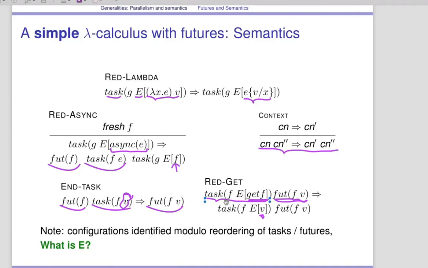But we'll see that we'll write the semantics, the E construct, so that there's a single place where I can do something. So yeah, the configuration identifies the modeling of tasks and futures. And the only thing I didn't explain to you in this slide is what is E. I'll come to this in the next slide.